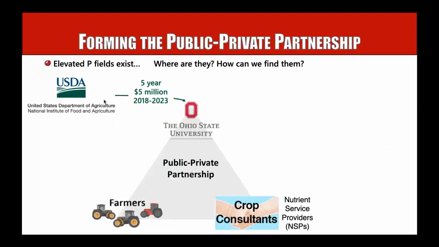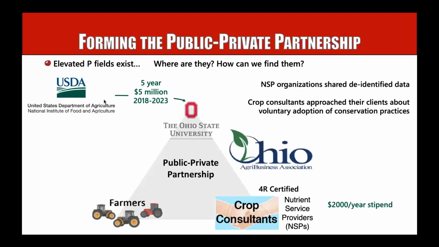And the way we were able to do that was by forming a public-private partnership with the agricultural community. So the thing we knew going into this is by working with crop consultants and nutrient service providers and other projects, we knew that they had a lot of the data, that they knew the soil test phosphorus concentrations on many fields. We also knew that they were trusted entities with farmers. So many farmers have been working with nutrient service providers for a decade or maybe even 2 decades. So they have very long-standing trusted relationships.